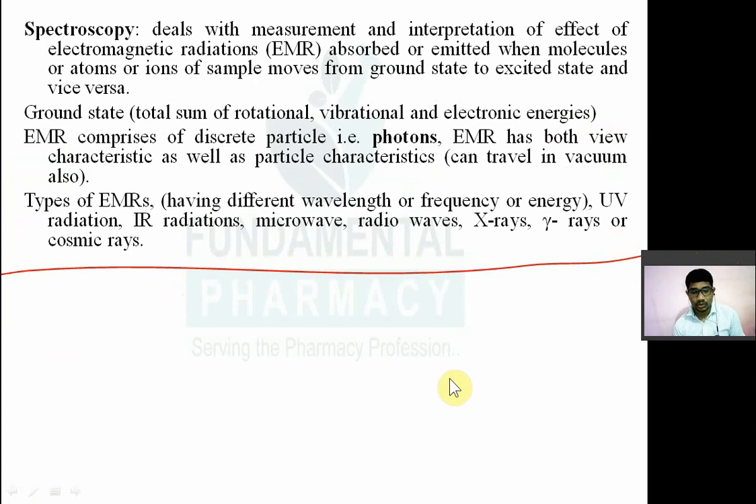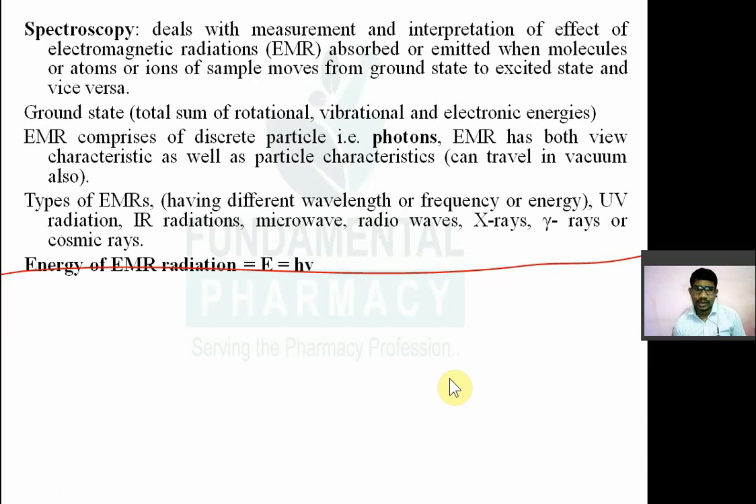So they will have different radiations, different energy, and different frequency and wavelength. UV will have a 200 to 400 nanometer wavelength, the visible region will have 400 to 800 nanometer, and IR will have a 2.5 to 15 micron range. So each will have a different wavelength, different frequency, different energy.